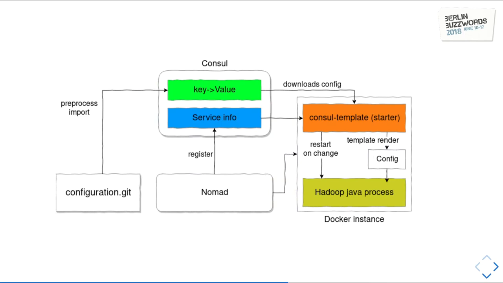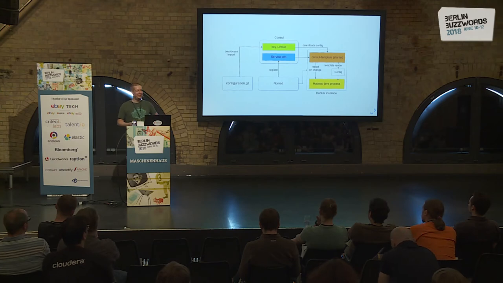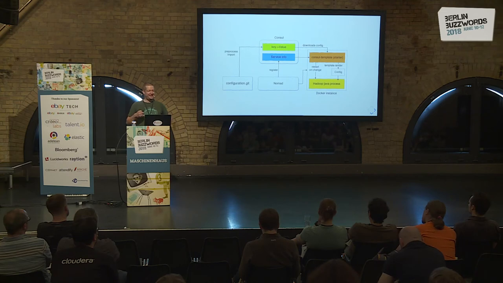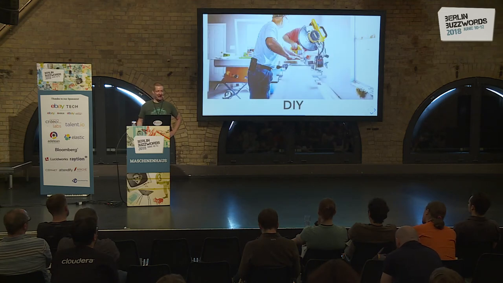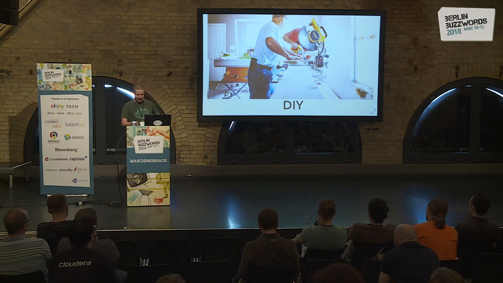And we can also upload all of the configuration to Consul, because it's a key-value store. And the consul-template can just download the configuration, render it based on the dynamic service info, the service name and IP address, save it to the disk and start Hadoop. Yeah, it seems to be a little bit complex, right? So don't panic if you can't follow it, but that's the feeling of this approach. It's a very do-it-yourself application.